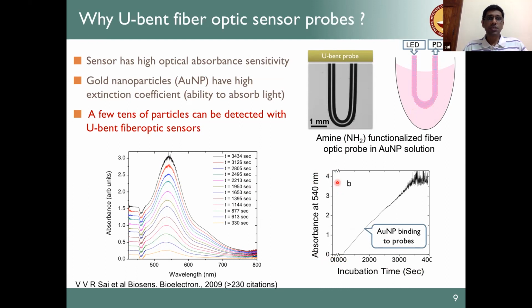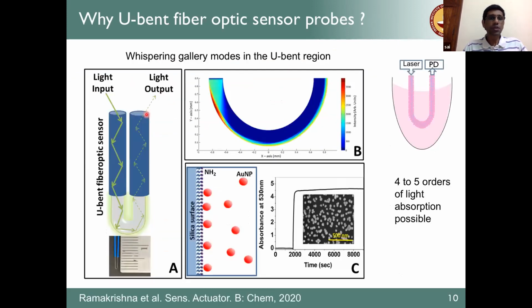So these U-bend probes give rise to such high sensitivity, which is mainly because of evanescent waves, and we call this evanescent wave absorbance sensitivity. The beauty of this is that maybe a few tens of nanoparticles may be detected if we have very good instrumentation. So what really happens? This is a simulation that captures the fate of the light passing through the fiber.